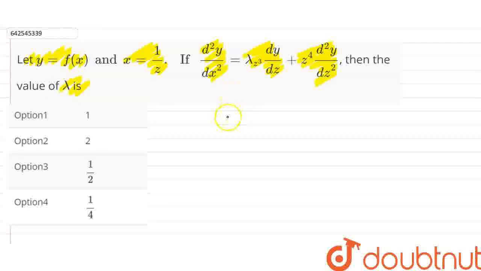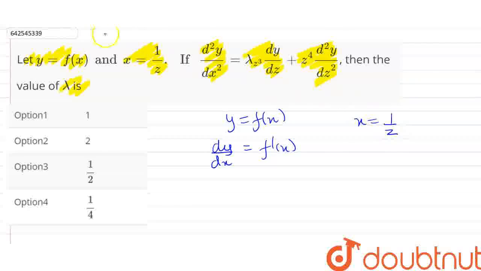So we have been given that y is equal to f(x). Now if we differentiate it with respect to x both sides, we get dy by dx is equal to f dash of x, and we know that x is equal to 1 upon z, that is given. Now if we differentiate this x with respect to z, we get dx upon dz is equal to minus 1 upon z square.